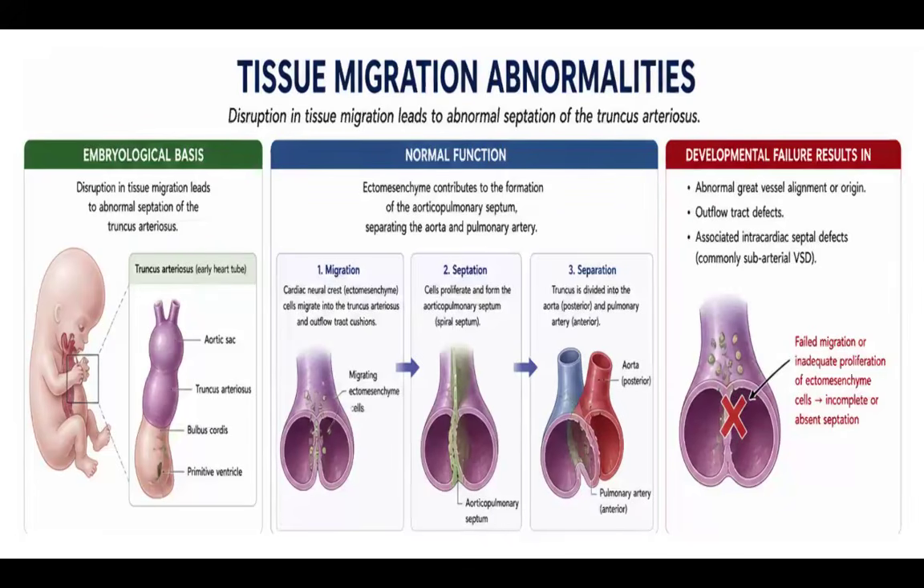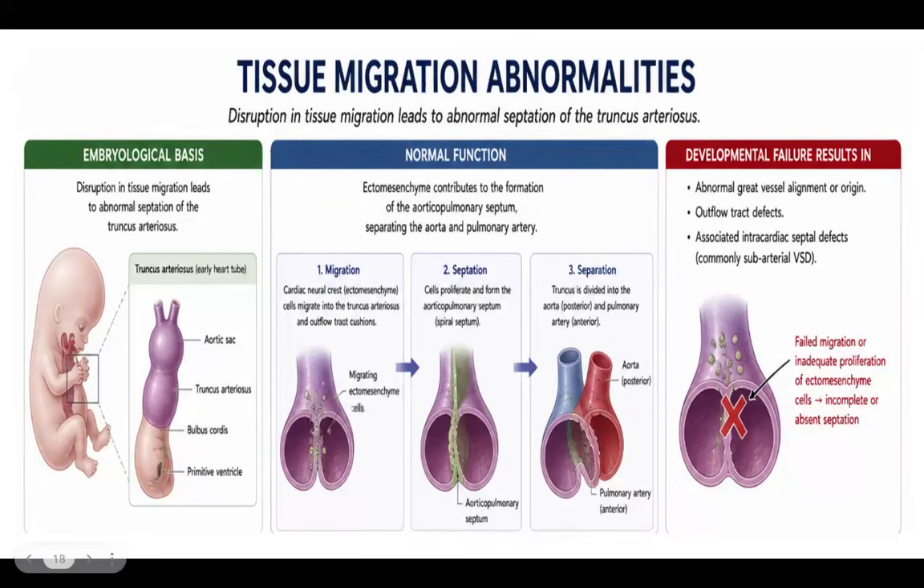With the tissue migration, you can see here the migration that's happening. So you have those cardiac neural crest cells. You see where it comes from, that single tube. I do want to point out how the aortic sac is on the top portion. So you think of your aortic arch, versus here, we have the primitive ventricle. Okay. Now from there, those cardiac neural crest cells migrate into the truncus and the outflow tract cushions. Okay, so you see where they're migrating.